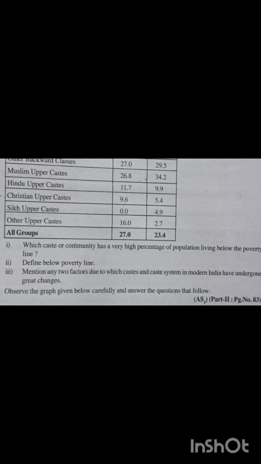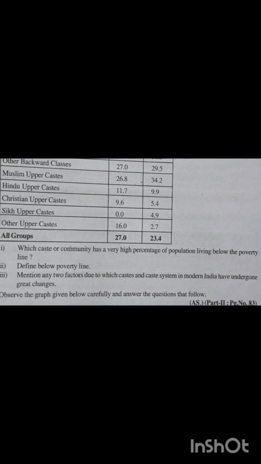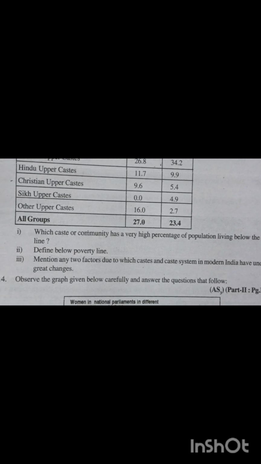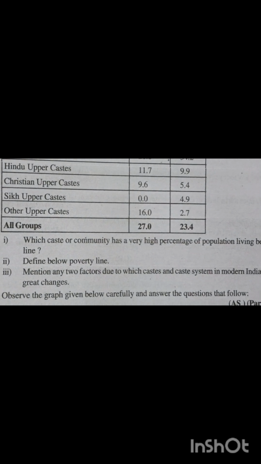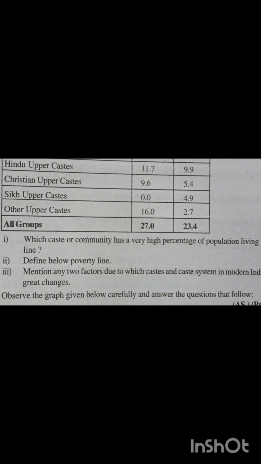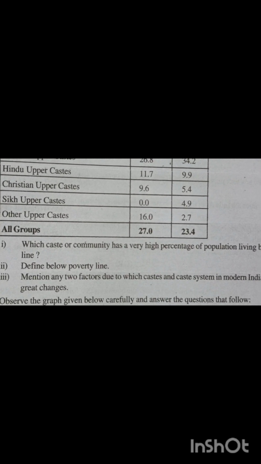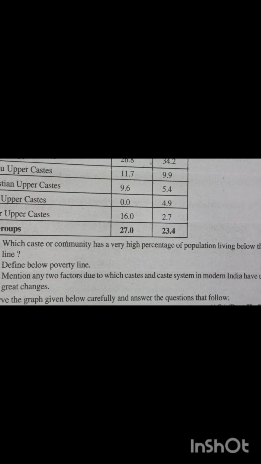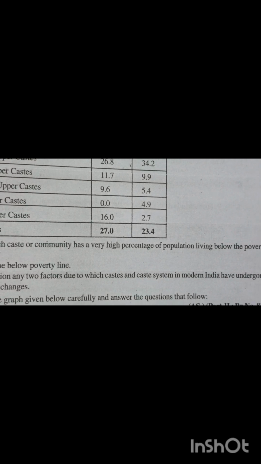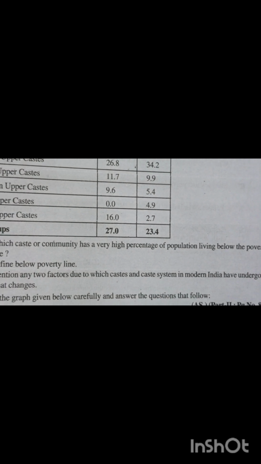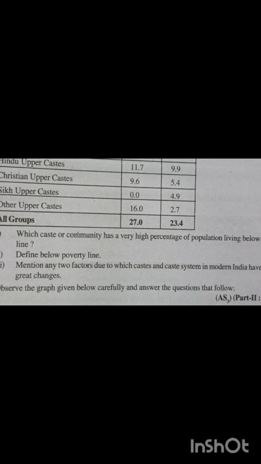Questions: Which caste or community has a very high percentage of population living below the poverty line? Second one, define below poverty line. Third one, mention any two factors due to which caste and caste system in modern India have undergone great changes.